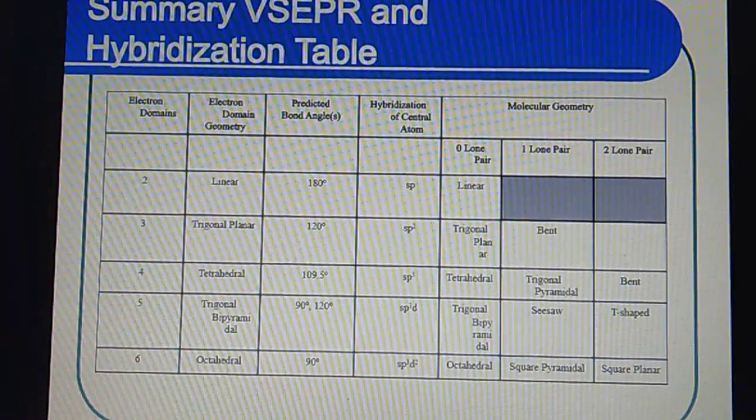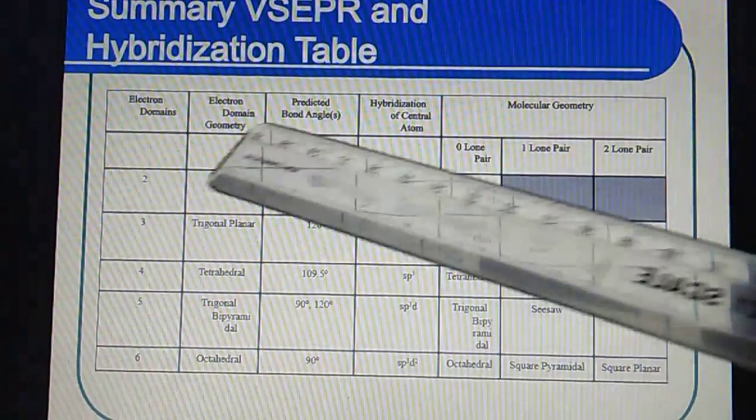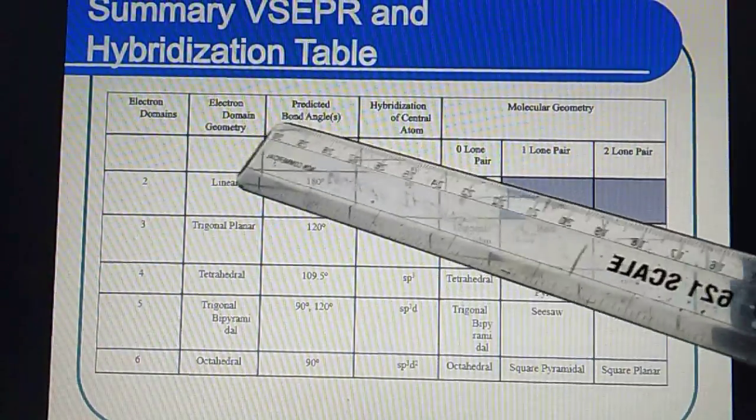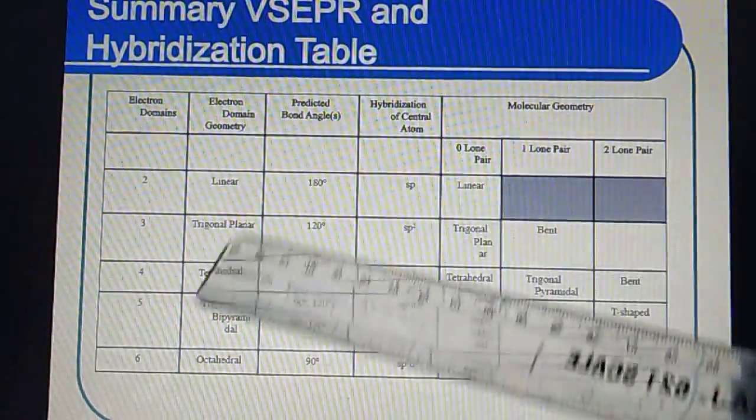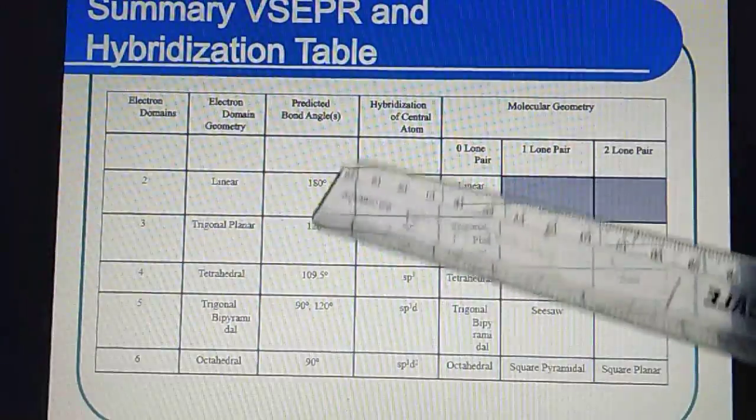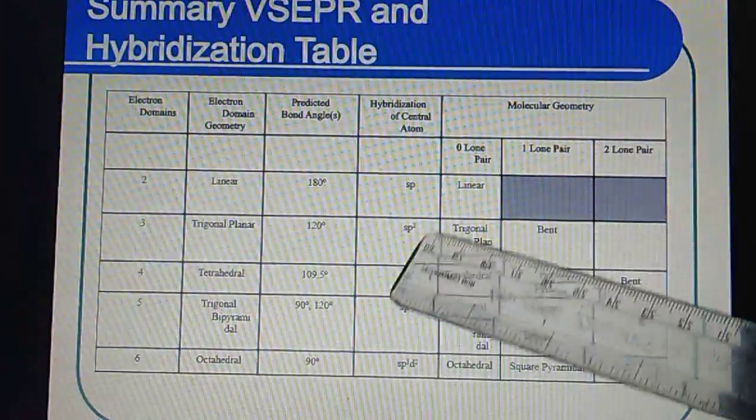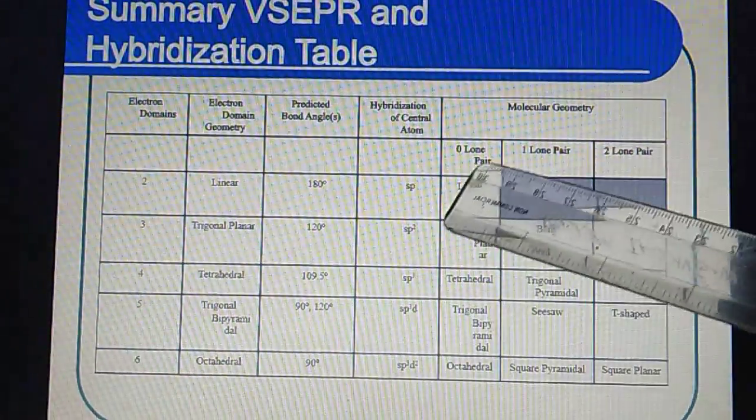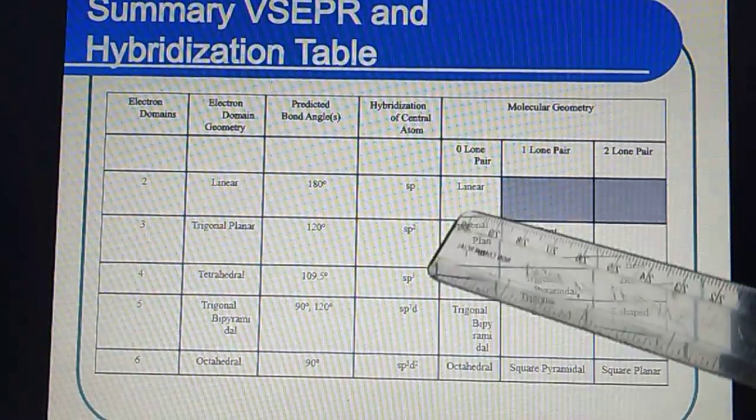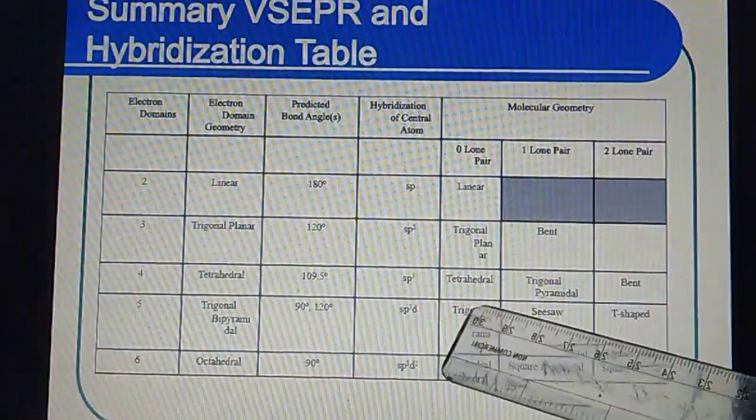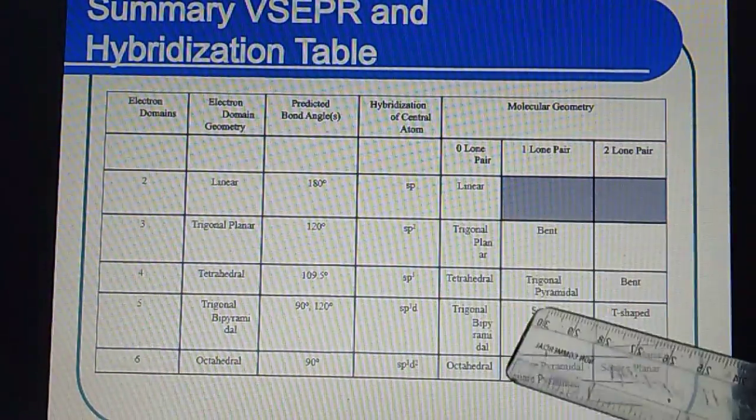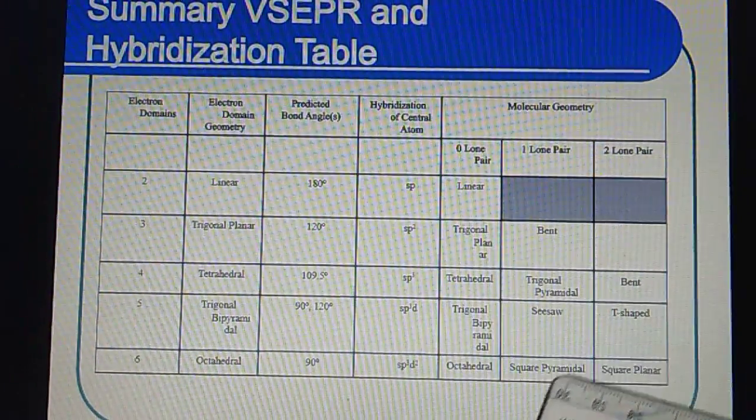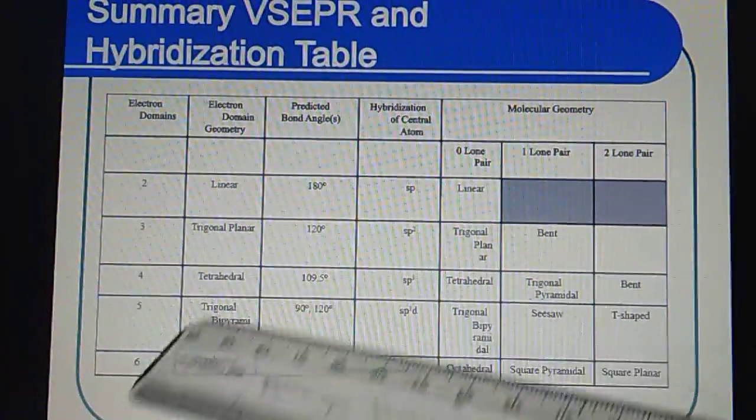So suppose you are taking the first example, student. First we take the electron domain, and then the electron domain geometry. What would be the geometry of distribution, the predicted bond angle, the hybridization of the central atom, and what would the structure be if the number of lone pair electrons is 0, 1 or 2? So how will the distribution be? You can check it out, student.